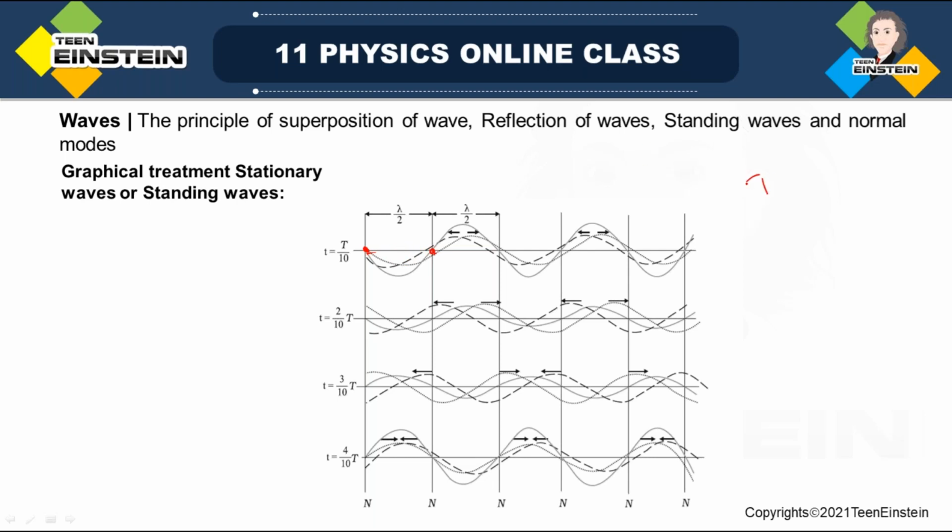So two consecutive nodes are separated by lambda by 2 distance.